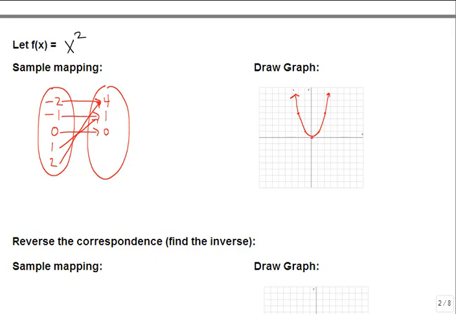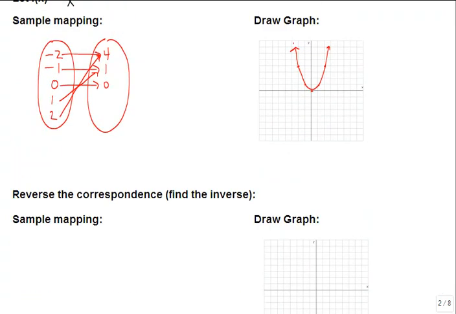So now let's reverse the correspondence. To do that in our mapping, think about this point, -2 being sent to 4. We're going to reverse that, so 4 is going to be sent back to -2. The second point we had, -1 going to 1, so now we're going to have 1 going back to -1. We had 0 going to 0, so if we reverse that, 0 still goes to 0.